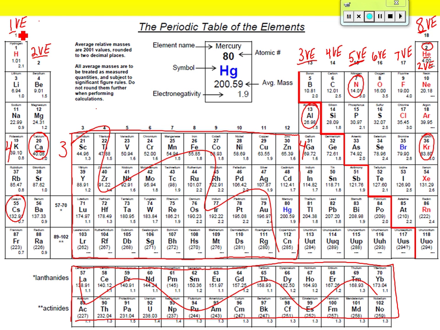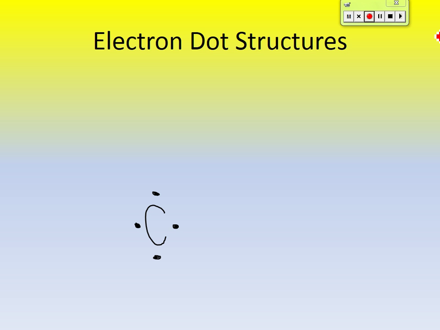But I want to make sure that you have this on your periodic table. You've labeled all these groups and how many valence electrons they have. Okay? And that will be easy. We're going to finish up the chapter by talking about electron dot structures.